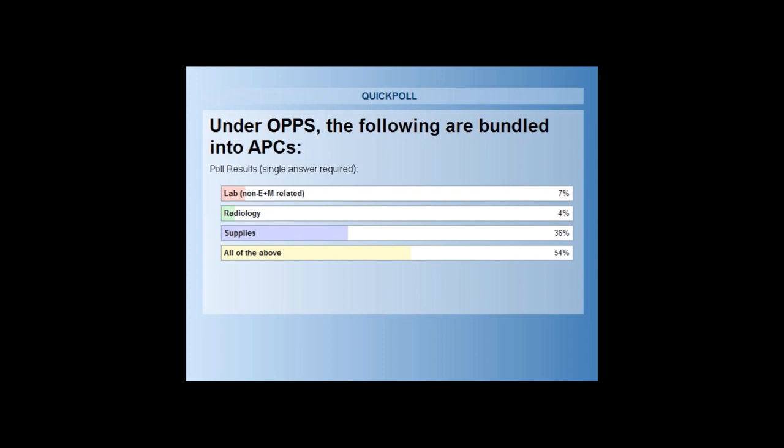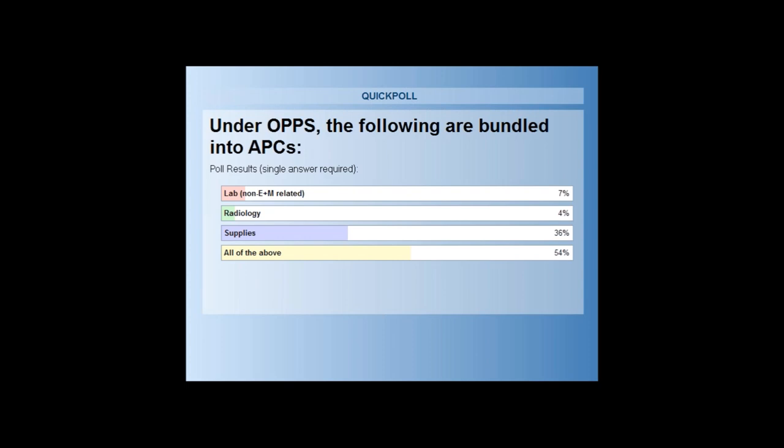By bundling, let's talk about what we mean by bundling. By bundling, we mean packaging. And by packaging or bundling, we mean that they are not paid at all. Okay, that's what bundling or packaging here means. It doesn't mean multiple procedure discounting. Those are two different concepts.